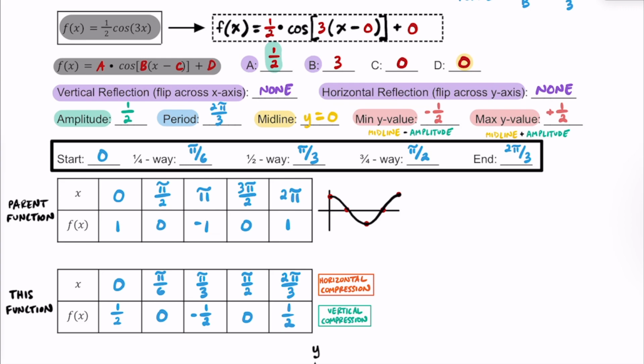So essentially, how did we get from all of these x values to these new x values? Well, we had a horizontal compression, so you can think about multiplying all those original parent function x values by 1/3, or you can think about it as dividing each of them by 3.